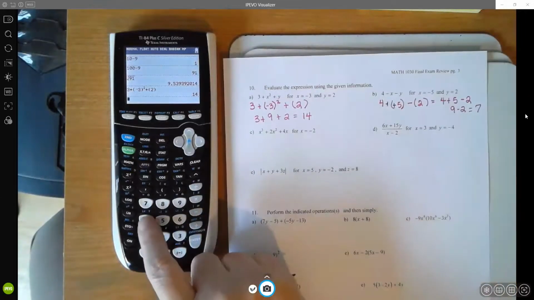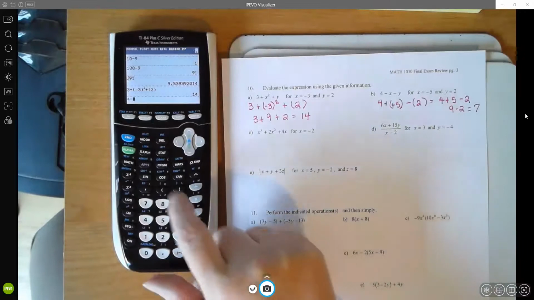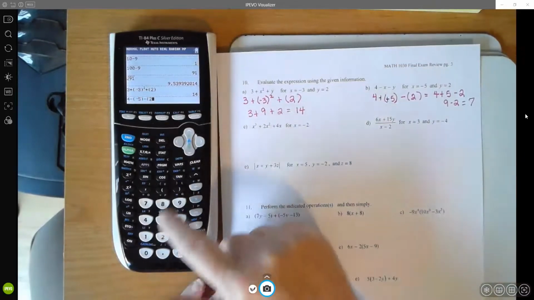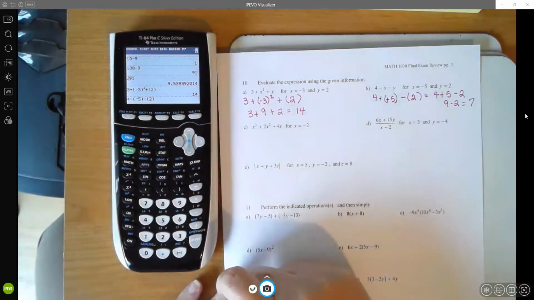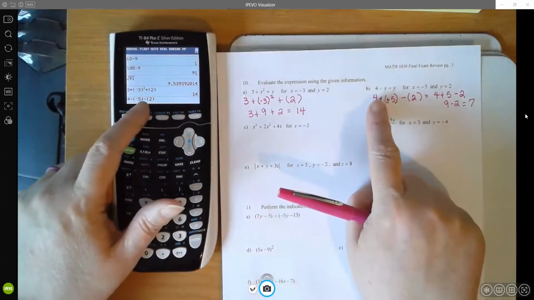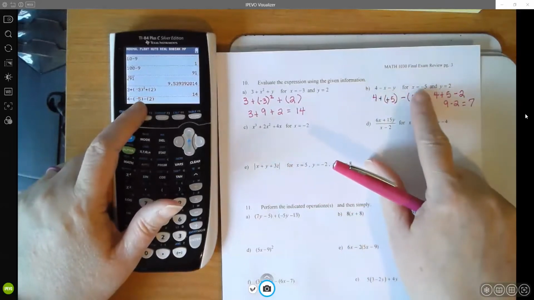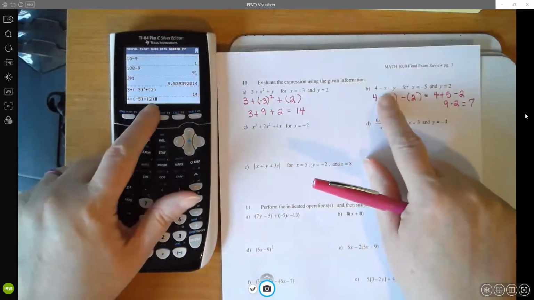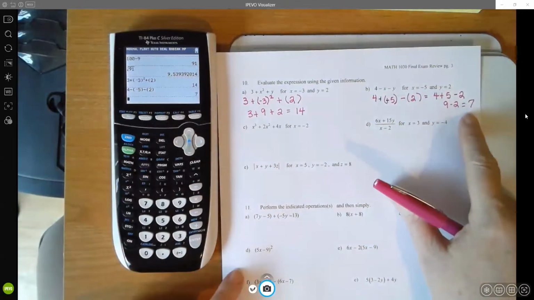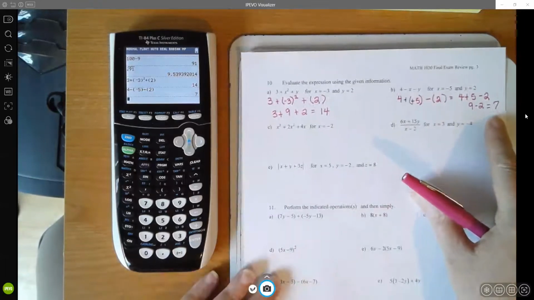So if I put that in the calculator, that would be 4, subtract a negative 5, subtract 2. Again, notice how I leave the parentheses there to show that that's 4. Subtract the x value, which is negative 5. Subtract the y value, which is positive 2. And that then should give me 7, which it does.